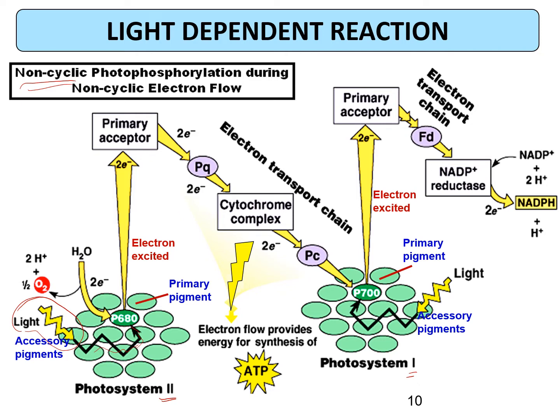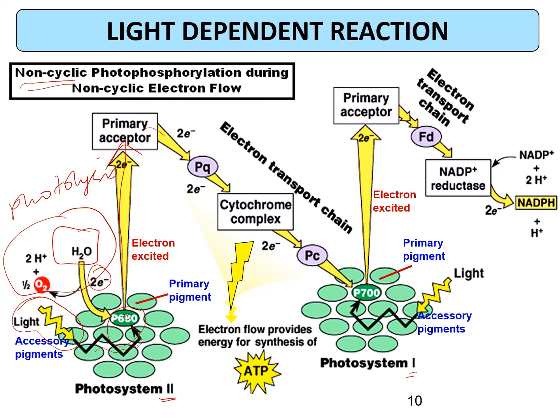Since the P680 received the energy from the photon, the energy will excite the electron from the primary pigment to the primary electron acceptor. This creates an electron deficiency in the P680. The electron deficiency will be replaced by the electron from the photolysis of water. So this is the photolysis of water. What happened here just now is the photoactivation.